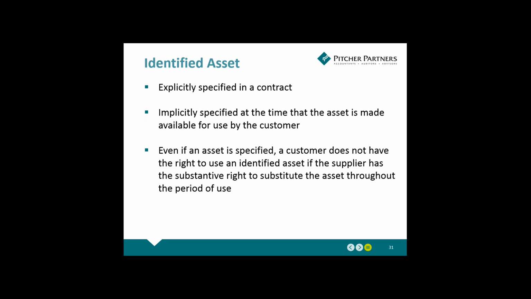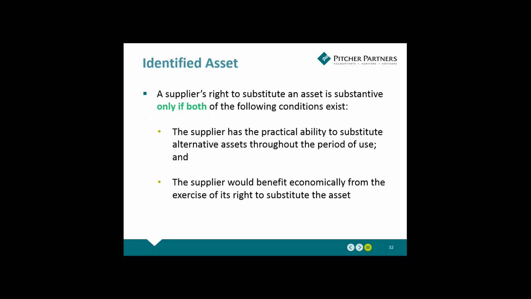Even if an asset is specified, a customer does not have the right to use an identified asset if the supplier has the substantive right to substitute the asset throughout the period of use. So even though the asset is specified, you have to look a bit further. If the supplier has the substantive right, and we'll look at what a substantive right means, to substitute the asset throughout the use, then it's not an identified asset, and therefore it's not a lease or doesn't contain a lease.